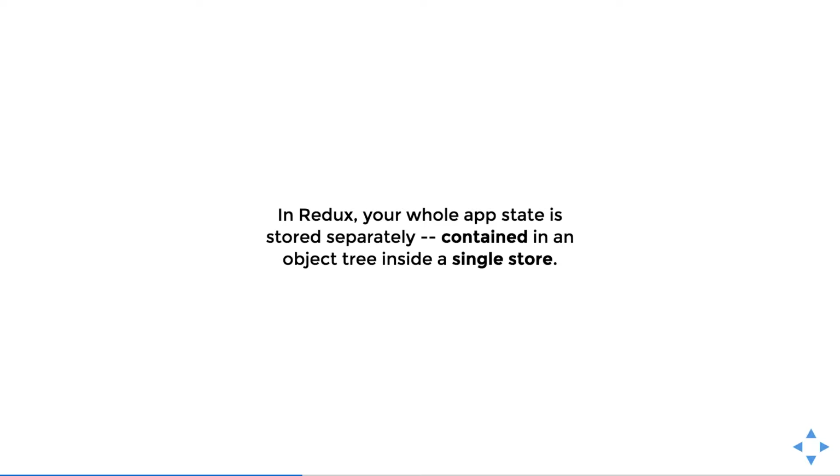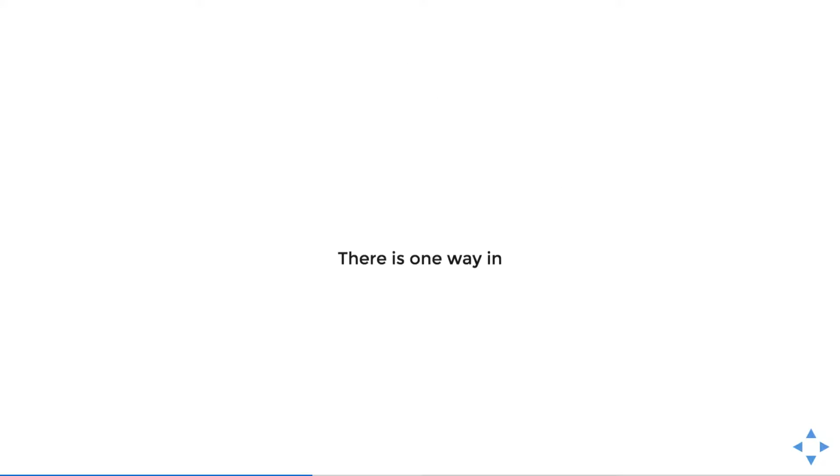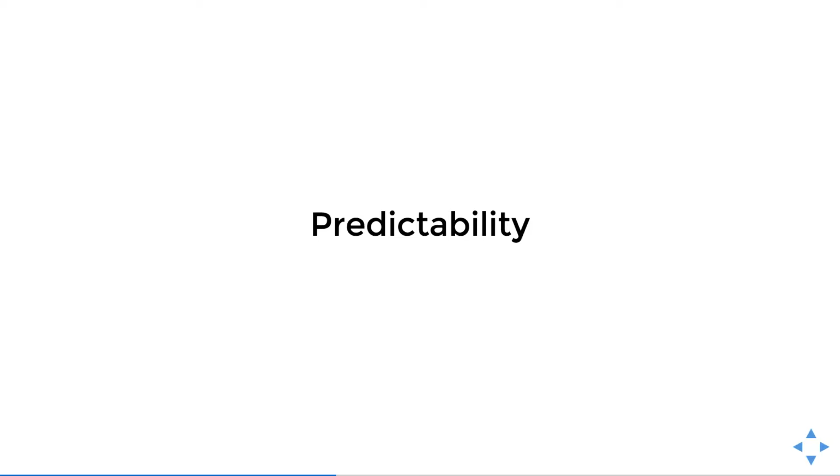So in Redux, your whole app state is stored separately. It's contained in a single object tree inside of a single store, okay? So it helps your mental model a little bit, helps you know where to find things. And there's one way in. There's only one way to get information in, and there's only one way to get information out. So it's very much contained. It's very easy to reason about. It's very easy to control, which makes it predictable. There's clarity and manageability and sanity, right?